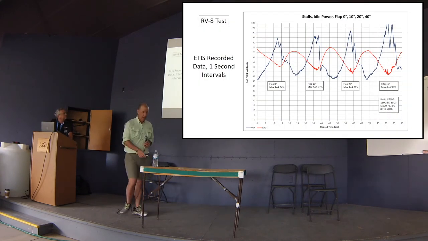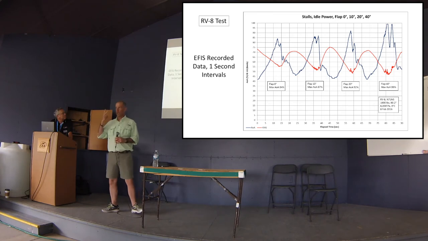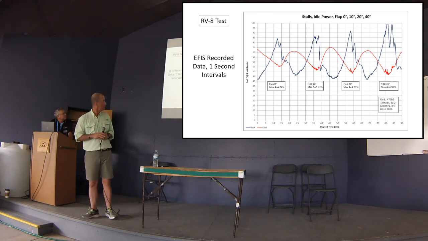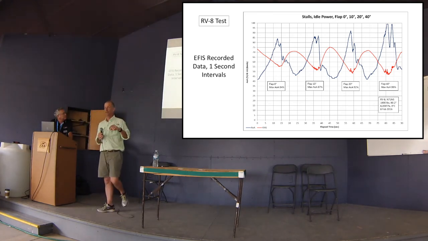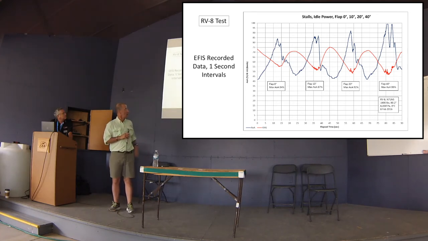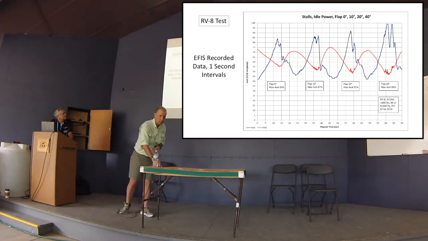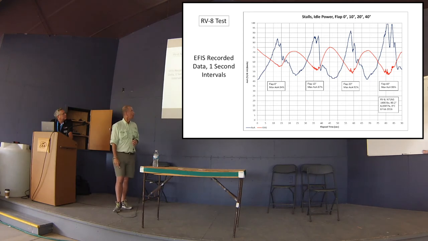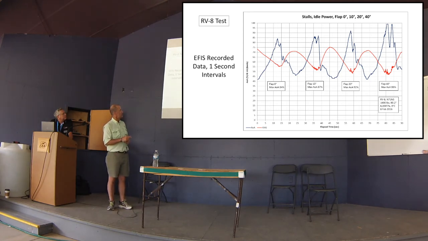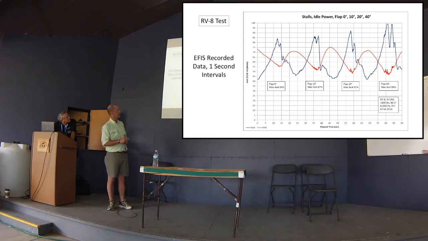Okay, here is some actual flight test data from two of our airplanes. Okay, we've only run this out basically in RVs. But this is an RV-8. Obviously, he's got electric flaps, four different flap positions. And what this depicts is the angle of attack in the blue line, and then the airspeed in the red line. So obviously, as the angle of attack increases to stall, airspeed goes down. And that's it, flaps 0, flaps 10, flaps 20, and flaps 40.